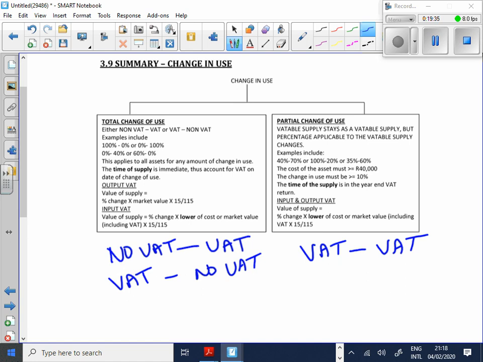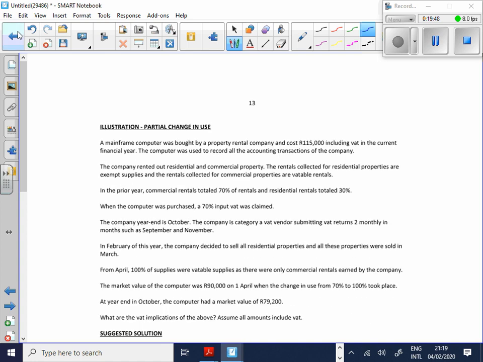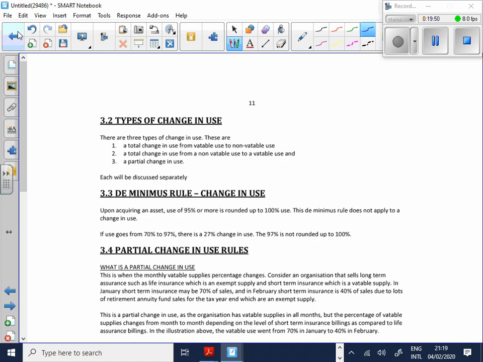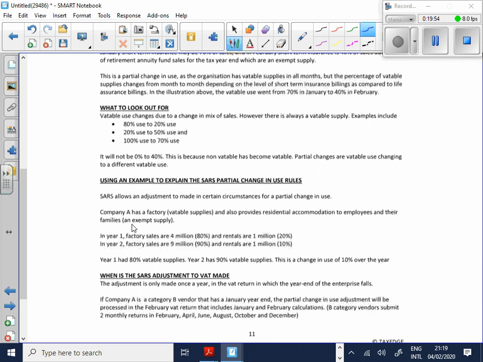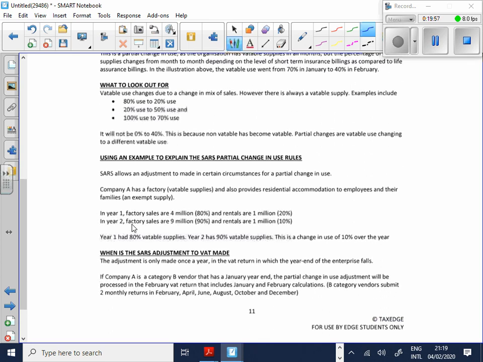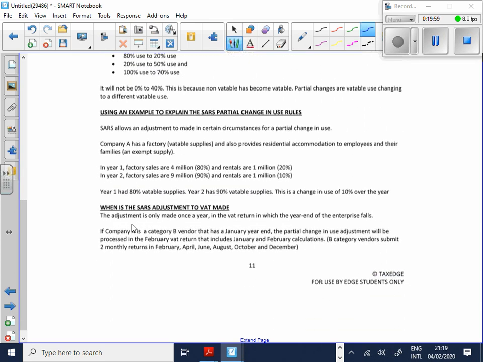Okay, so I'm going to do a couple of examples with you now. And these are the ones that cause trouble in an exam. Okay, so please be careful. So let's go back up. So guys, bottom of page 11, using an example to explain the SARS partial change in use rules.